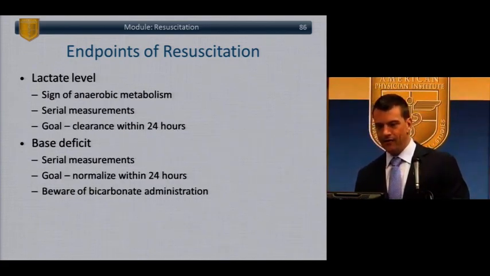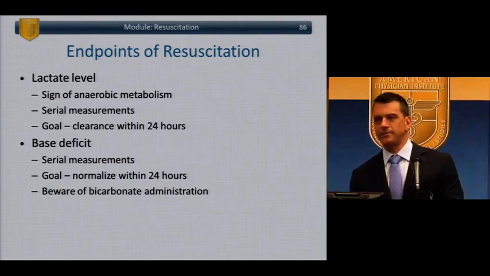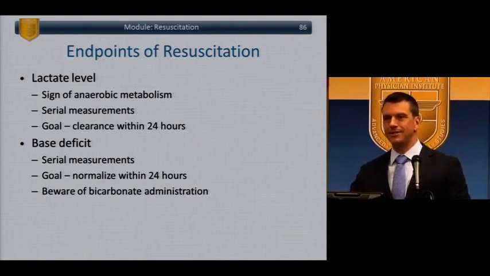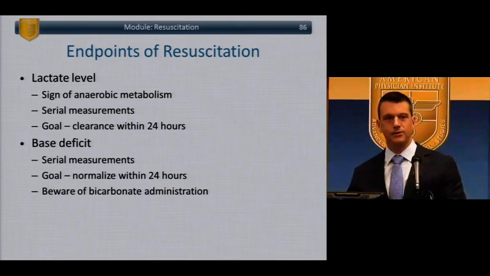Lactate is a sign of anaerobic metabolism. Serial measurements here are helpful. You should expect for the lactate to clear within 24 hours. After trauma, if you're not clearing your lactate, if it's staying persistently elevated, you probably need to do a little bit more. Same with base deficit. You want to try to normalize it.